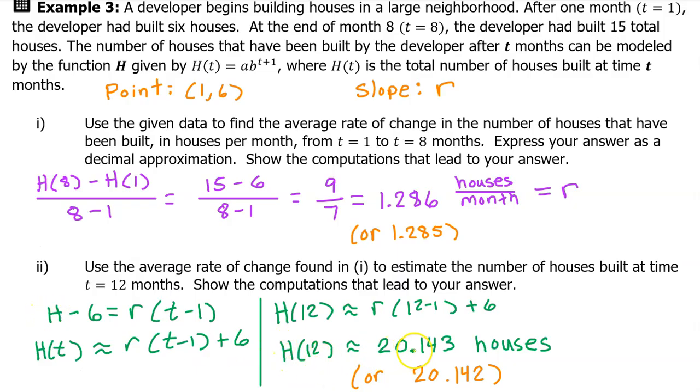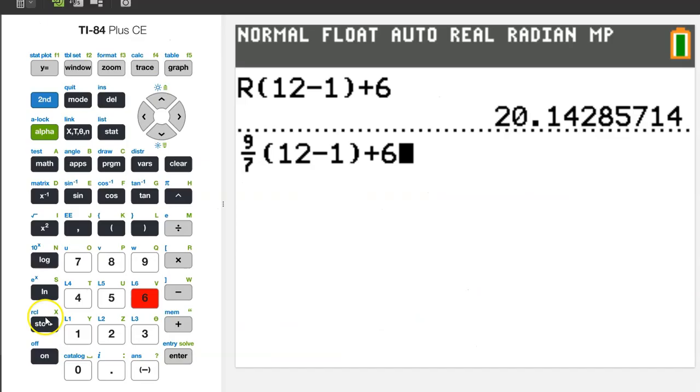So that's the final answer for part 2. By the way, I wanted to show you how you could define the value of a letter and then use that letter in your calculations. And I wanted to show you how to store a value on your calculator into a letter. However, you don't have to do that. If you wanted to use 9 over 7 in your calculations instead of r, that would be fine.